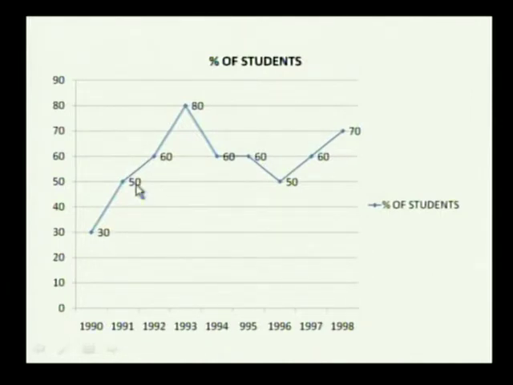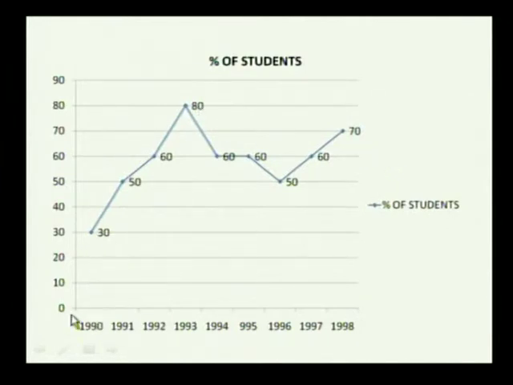91లో there is a figure 50, 92కి corresponding గా there is a figure 60, then 93కి 80, 94 it is 60 again, then it is 60 again, 95కి కూడా it is 60, 96కి it is 50, 97 it is 60, 98 it is 70. So, this is the line graph that is given.